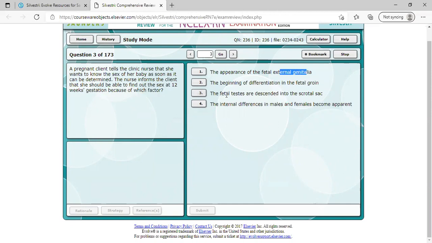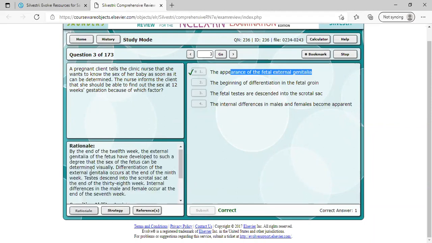So number three is not correct, because if it is female, then what about the testes? The internal differentiation in male and female appears internally, but we need the external appearance of the external genitalia. So it can easily be found out in the diagnostic test.